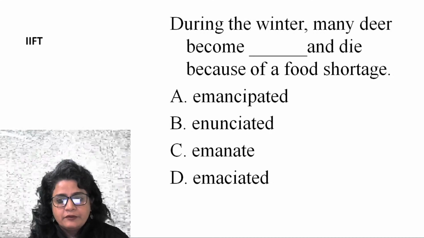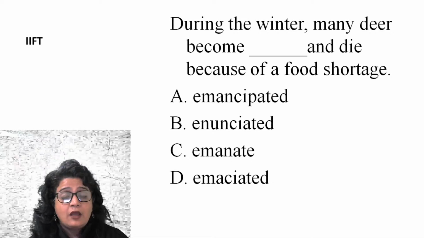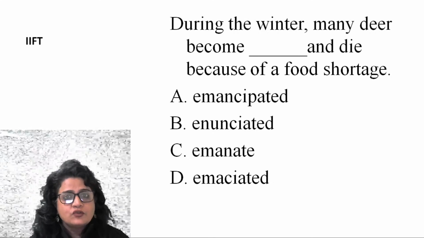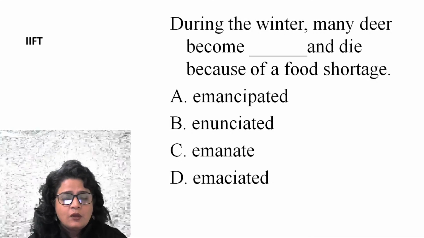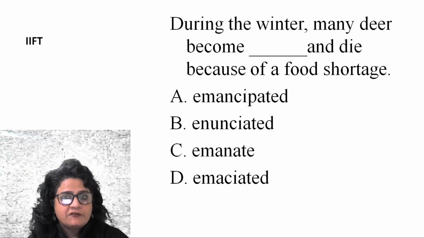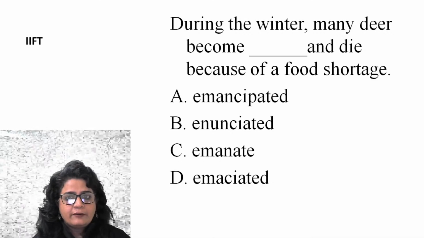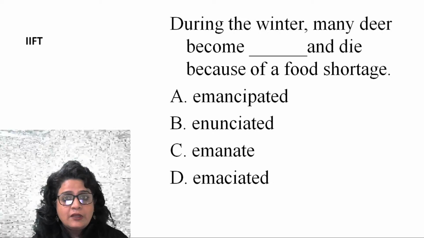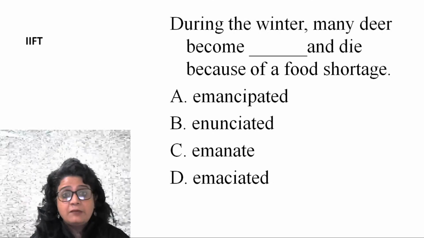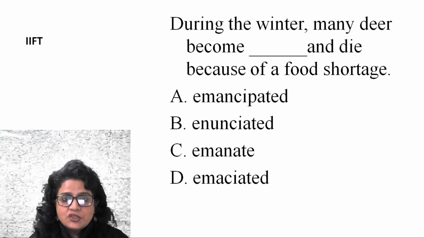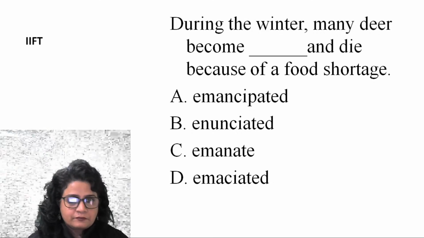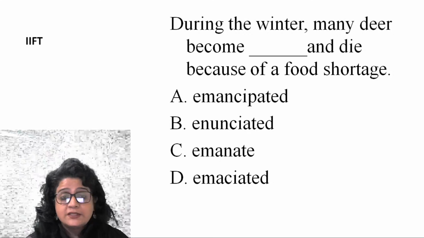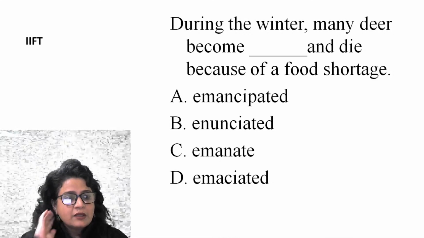So we need a word which fits the context of dying out of hunger. So they become so weak and die because of a food shortage, right? That's how the sentence with the end will be justified, because you need a similar idea before the end. All right. Emancipated. So emancipation is freedom, liberty, women emancipation. Enunciated is to speak clearly. You have to enunciate your vowels clearly if you want to make the correct sound.